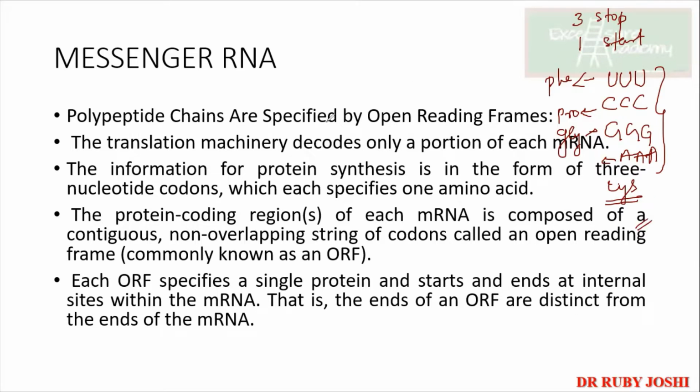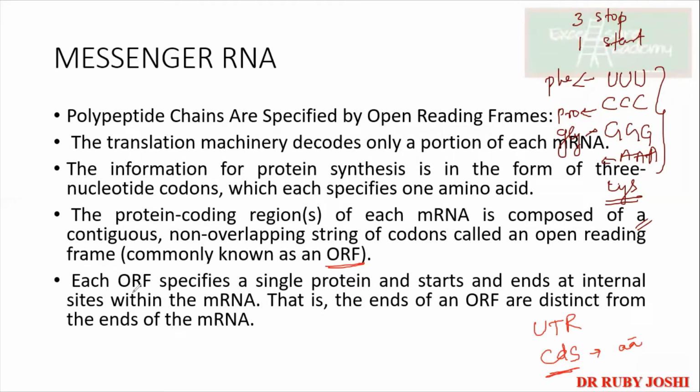So the protein coding regions of each mRNA is composed of a contiguous non-overlapping string of codons called an open reading frame, which is commonly known as ORF. Now, in most of the cases, आपको भी ऐसे दिखेगा. So you know what is UTR region, you know what is CDS region. ठीक है, UTR क्या हो गया आपका untranslated region. In the case of transcription, we have seen 5' UTR and 3' UTR, correct? CDS क्या हो गया आपका coding sequences. So this is the region which gets translated to your protein or amino acid polypeptide chain.